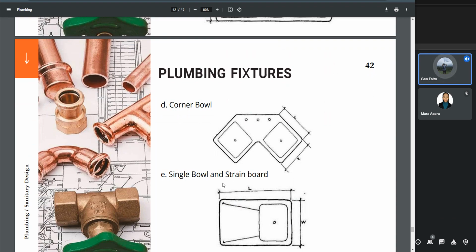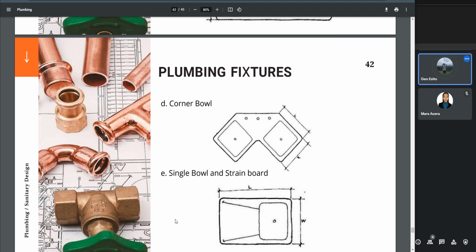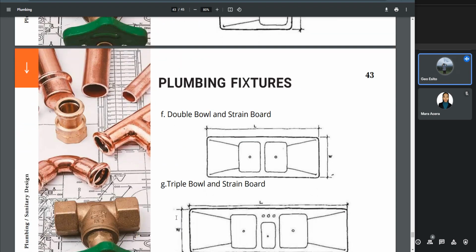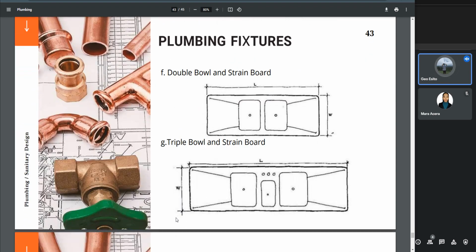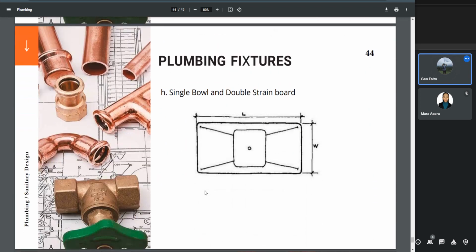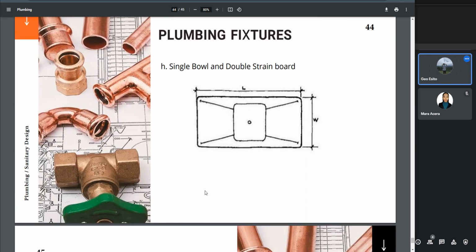And a single bowl and a strain board. Next is double bowl and strain board. Next is a triple bowl and strain board. And last is the single bowl and double strain board.